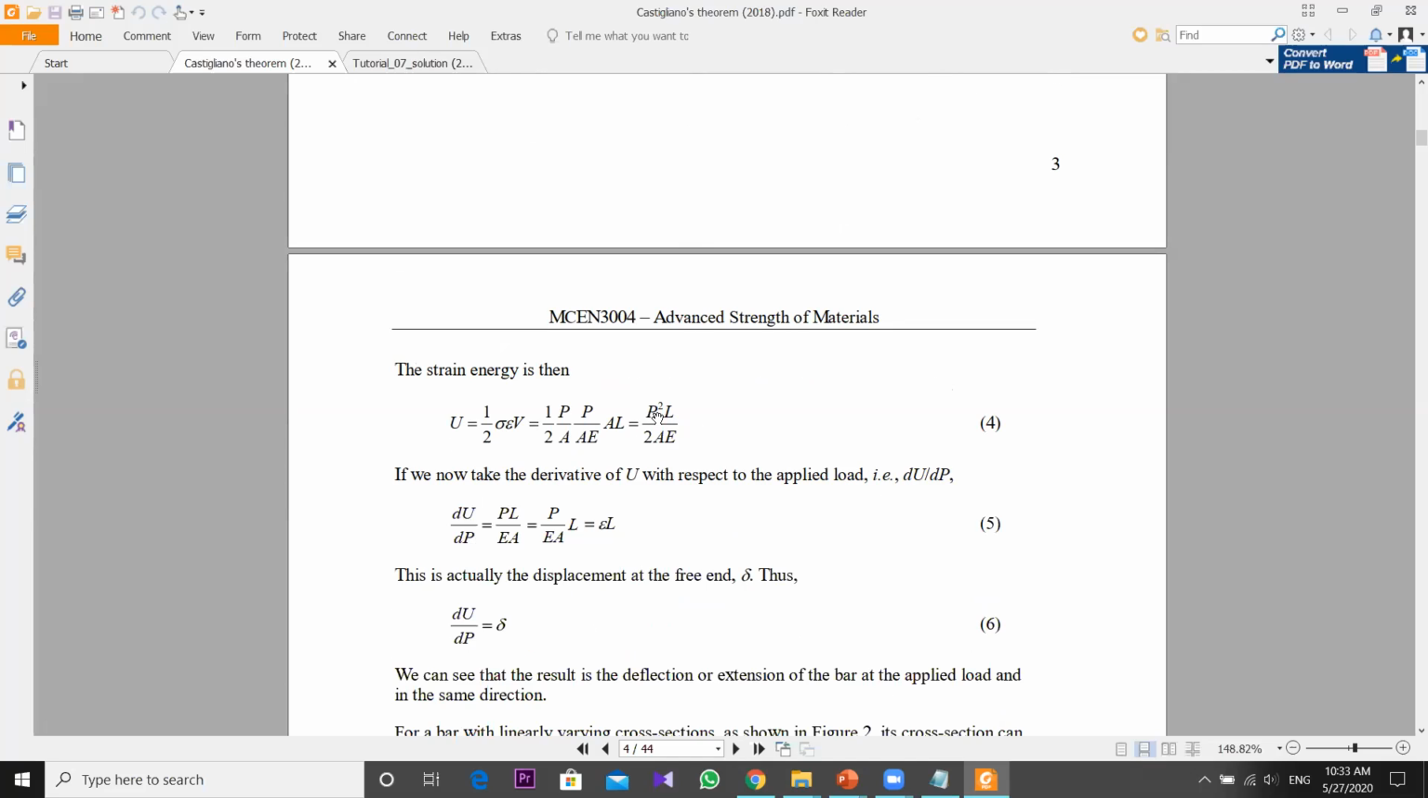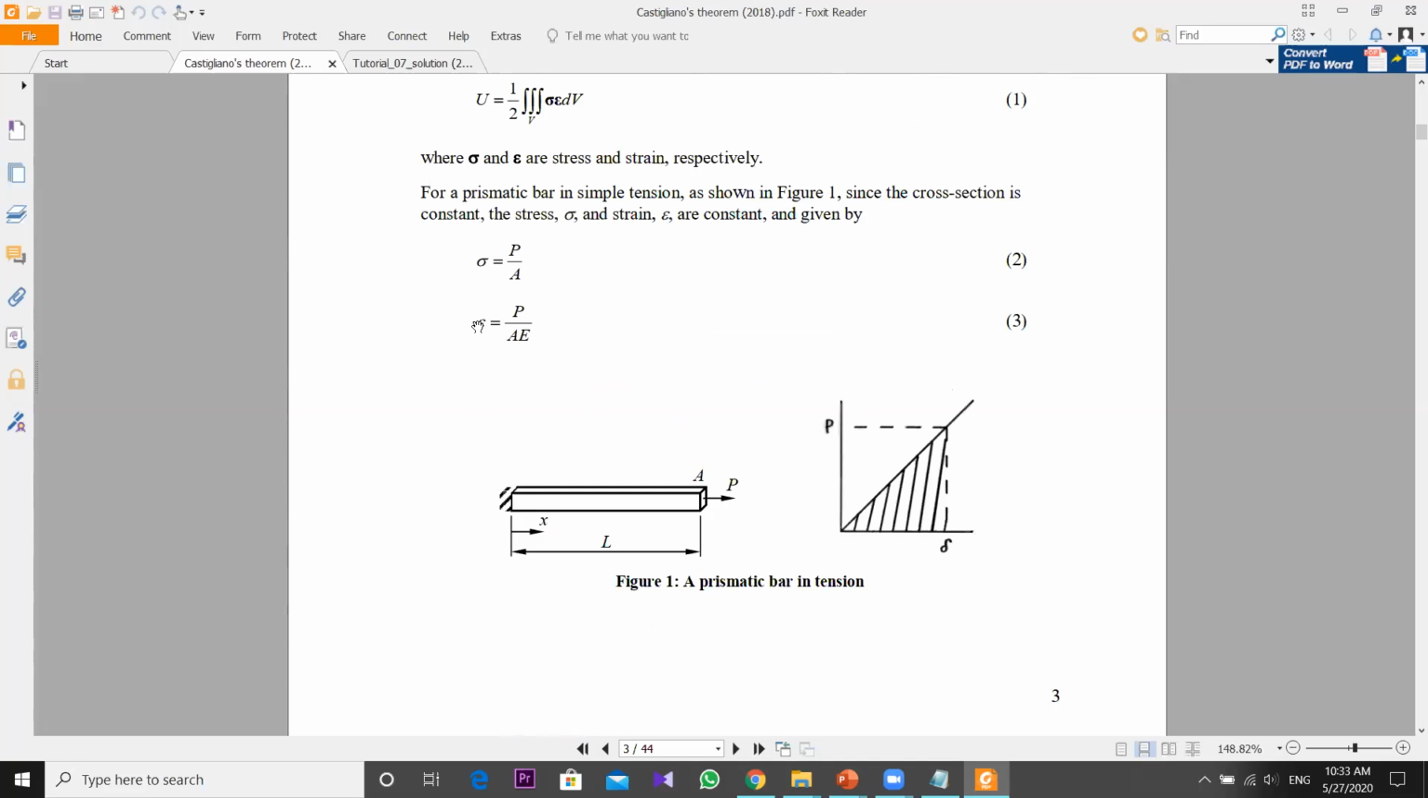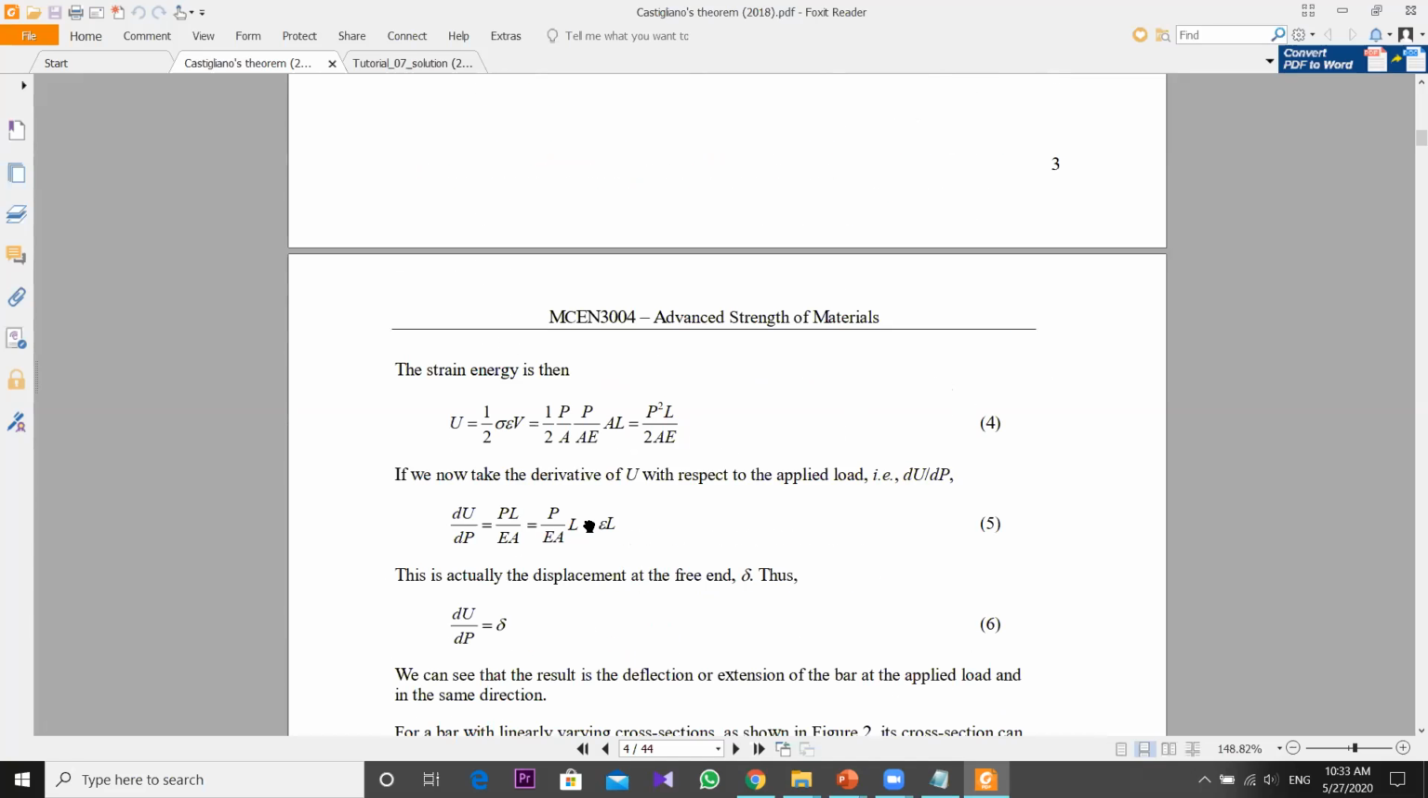So when you get it, what happened? 2P, so the 2 will be cut off. So PL divided by EA. P divided by EA, that is sigma, epsilon. You can see this epsilon L, where L means initial length and epsilon means strain. Normally epsilon equals extension divided by L, so this is the deflection. Here they label it as a displacement, not E, it is delta.